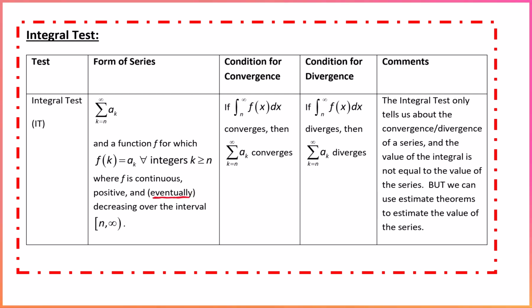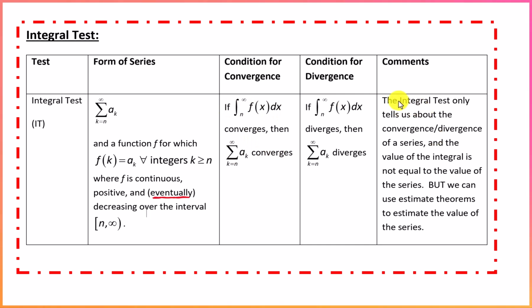As long as it is continuous, positive, and eventually decreasing on the interval n to infinity, then we can consider what happens to the integral of this function, f of x. So if the integral from n to infinity of f of x converges, then so too will the series. If the integral from n to infinity of the function diverges, then so too will the series of k from n to infinity of a sub k. So if the integral is diverging, the series diverges. If the integral converges, the series converges.